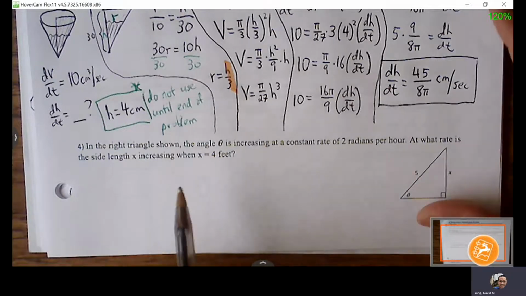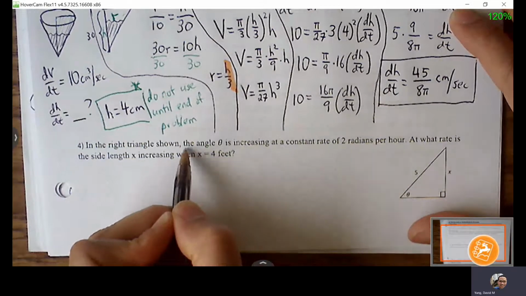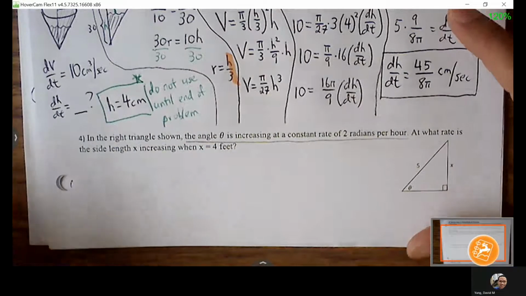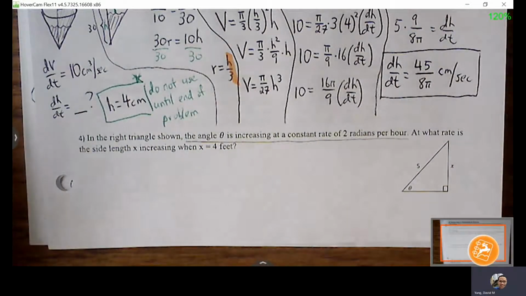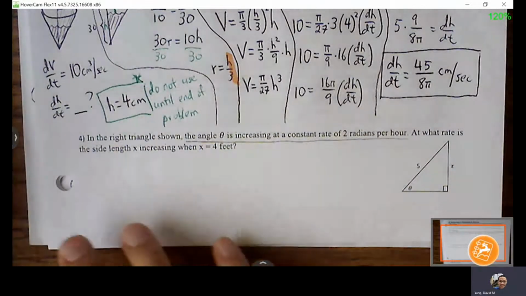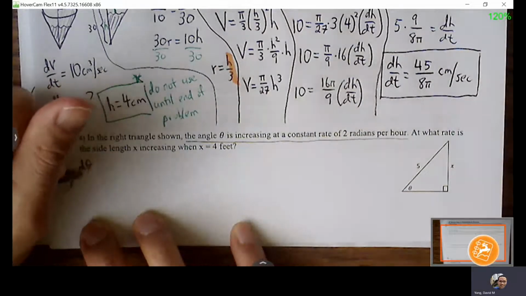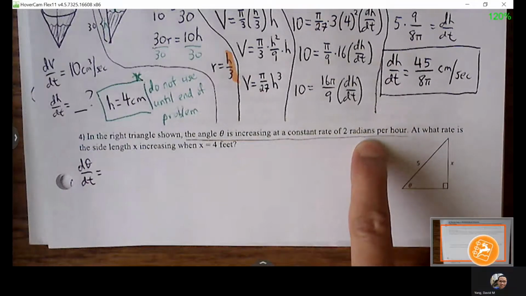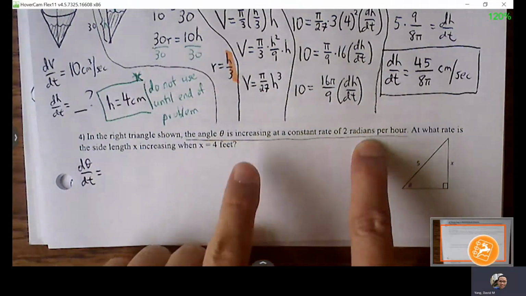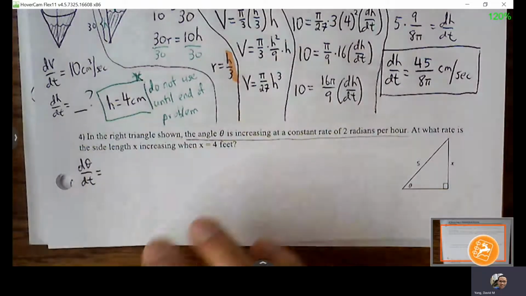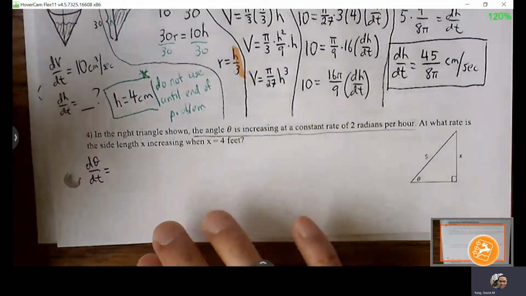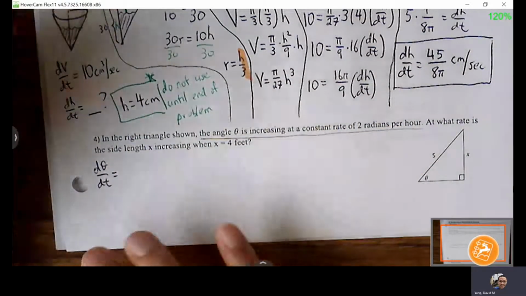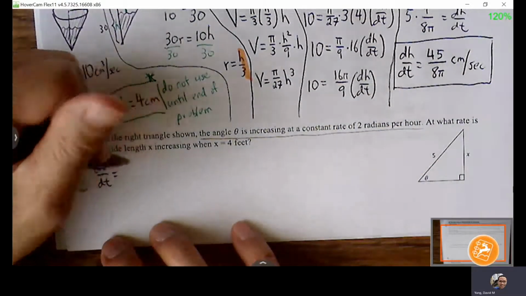All right, let's go ahead and gather some information here. It says the angle theta is increasing at a constant rate of 2 radians per hour. Which variable can we assign that 2 radians per hour? d theta dt. Positive or negative for the 2? Because increasing, yeah. So we're looking at those words to help us decide how to assign the plus or minus of the rate.